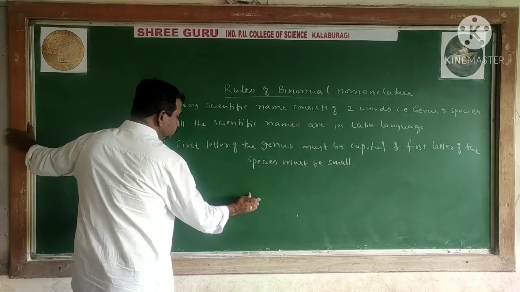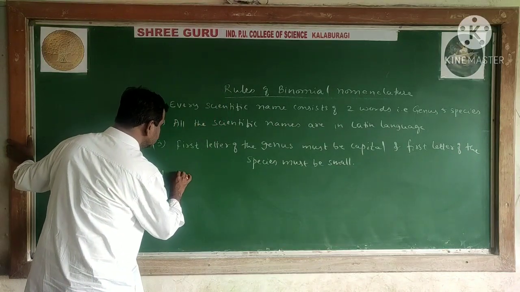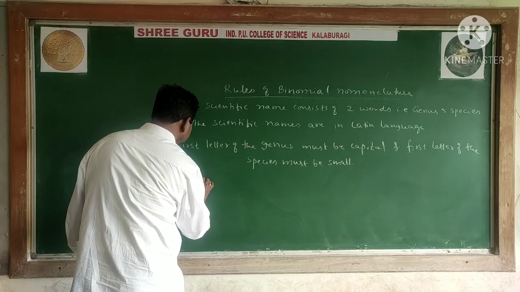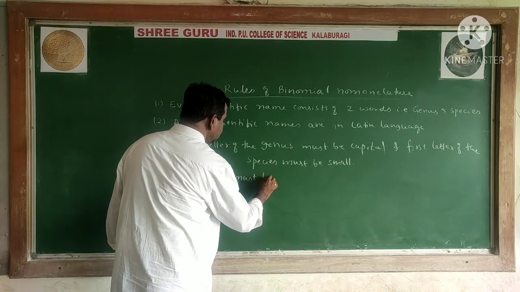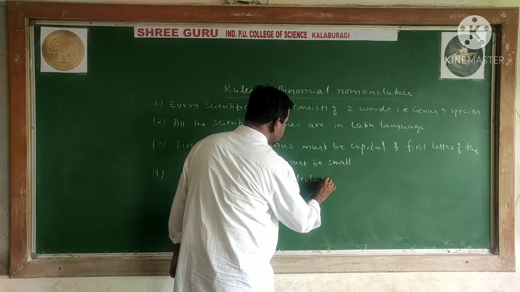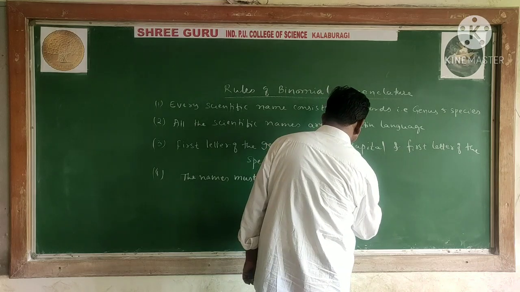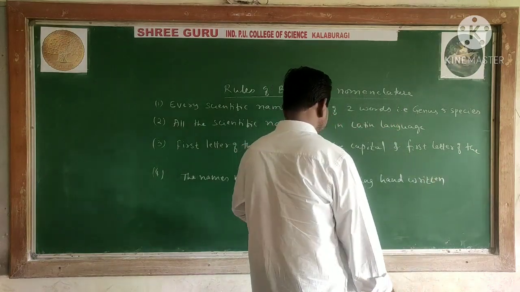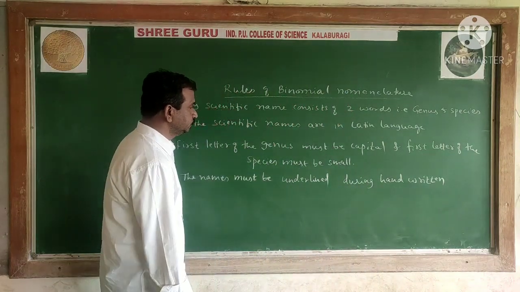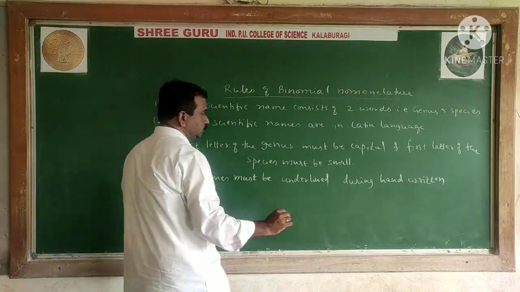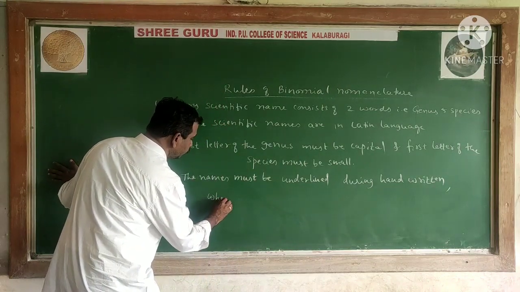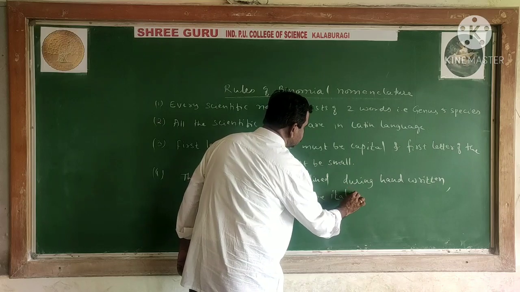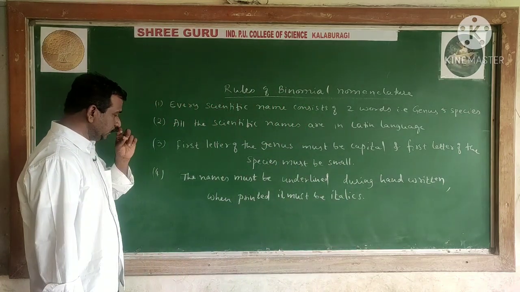Fourth one, the names must be underlined during handwritten, comma, when printed it must be in italics.